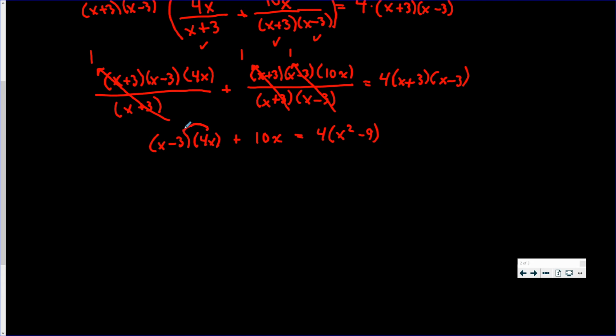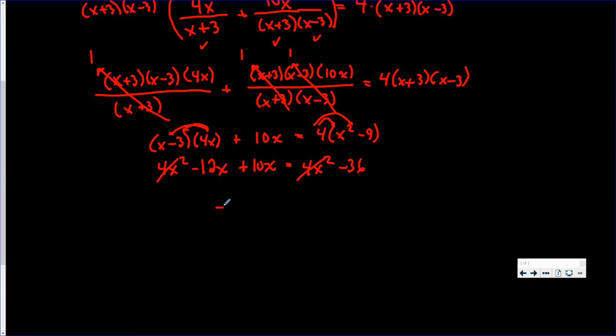So just make sure that you distribute the 4x into the brackets. So you would get 4x squared minus 12x plus 10x. And on the right hand side, again, distribute the 4 into the brackets, so you're going to get 4x squared minus 36. Now, I have a 4x squared on each side, so when I subtract 4x squared from one side, it's going to cancel the other one.